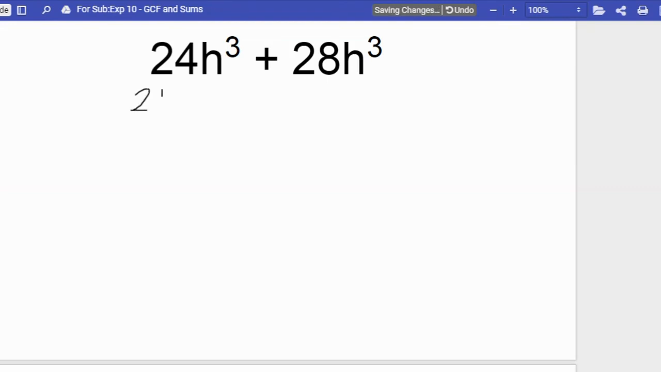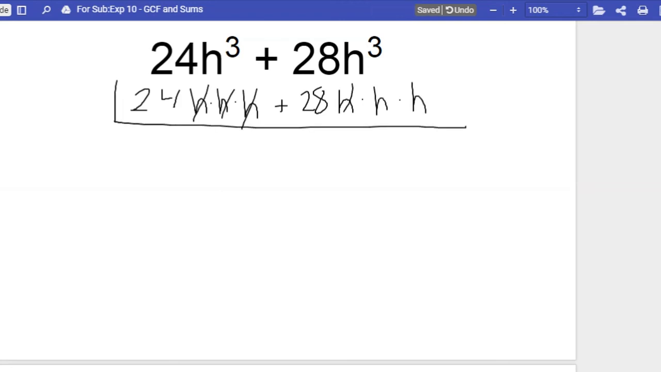Okay, let's go ahead and check. So let's write it out. 24H cubed, right, is going to mean H times H times H plus 28. Ooh, H cubed again. H times H times H. Draw my ladder. So how many H's do they have in common? 1, 2, 3. 1, 2, 3. So I pull H cubed because all of them are in common. They both have H cubed. Okay, what's left? My 24 plus 28.